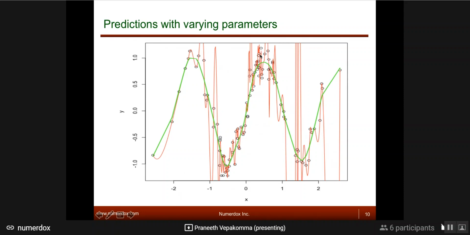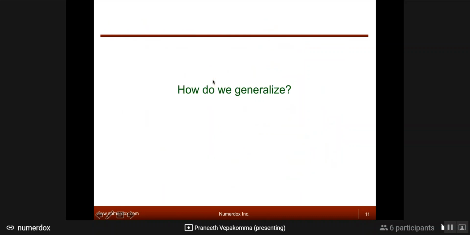So some people may say red is the one to go with. We will get 100% prediction accuracy. It's like a crystal ball. Whatever input x you give me, I will predict y exactly, correctly, 100% of the time. Some people may say maybe that is overfitting. Maybe green is better. So we need to understand how to choose which one is better. So this is the point of machine learning. So how do we generalize?